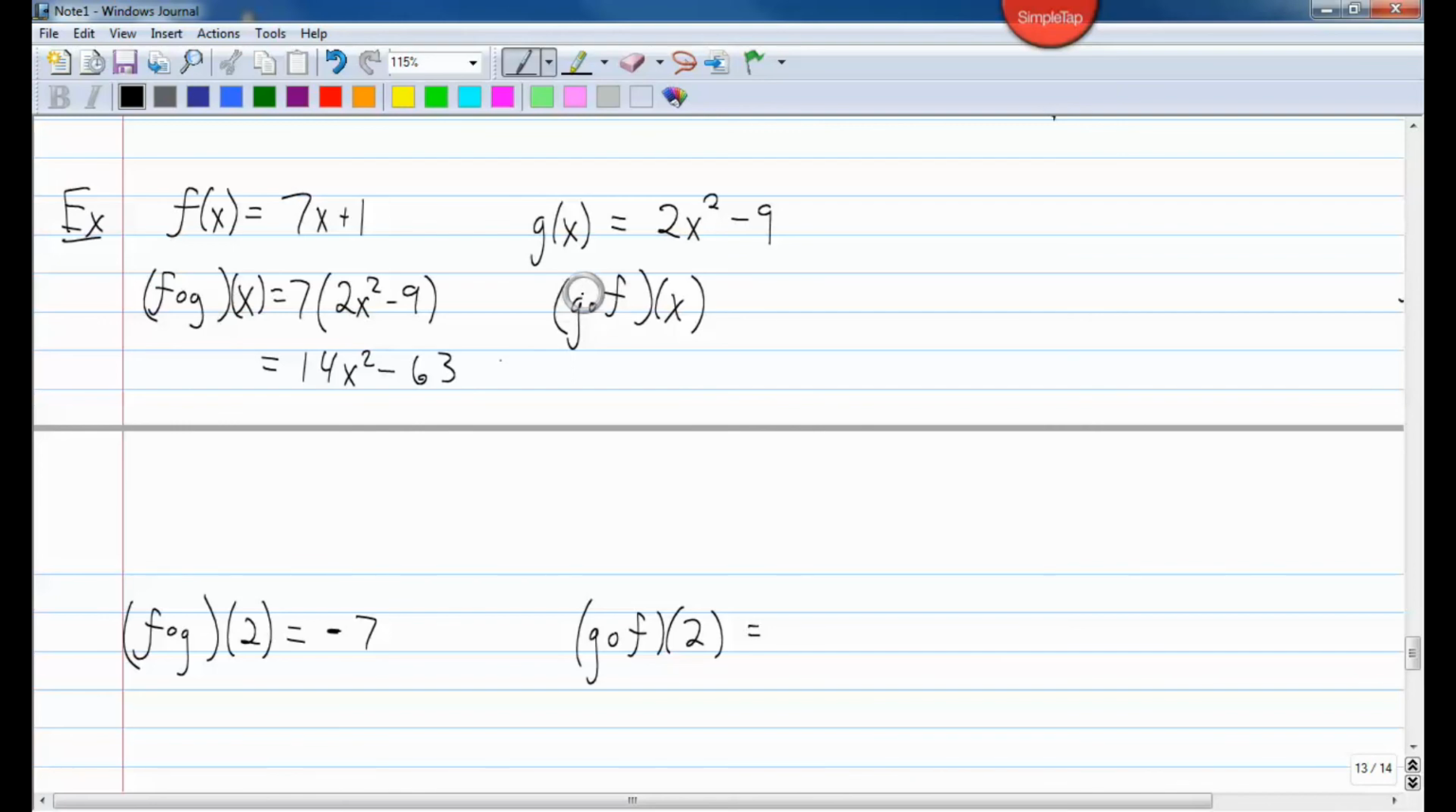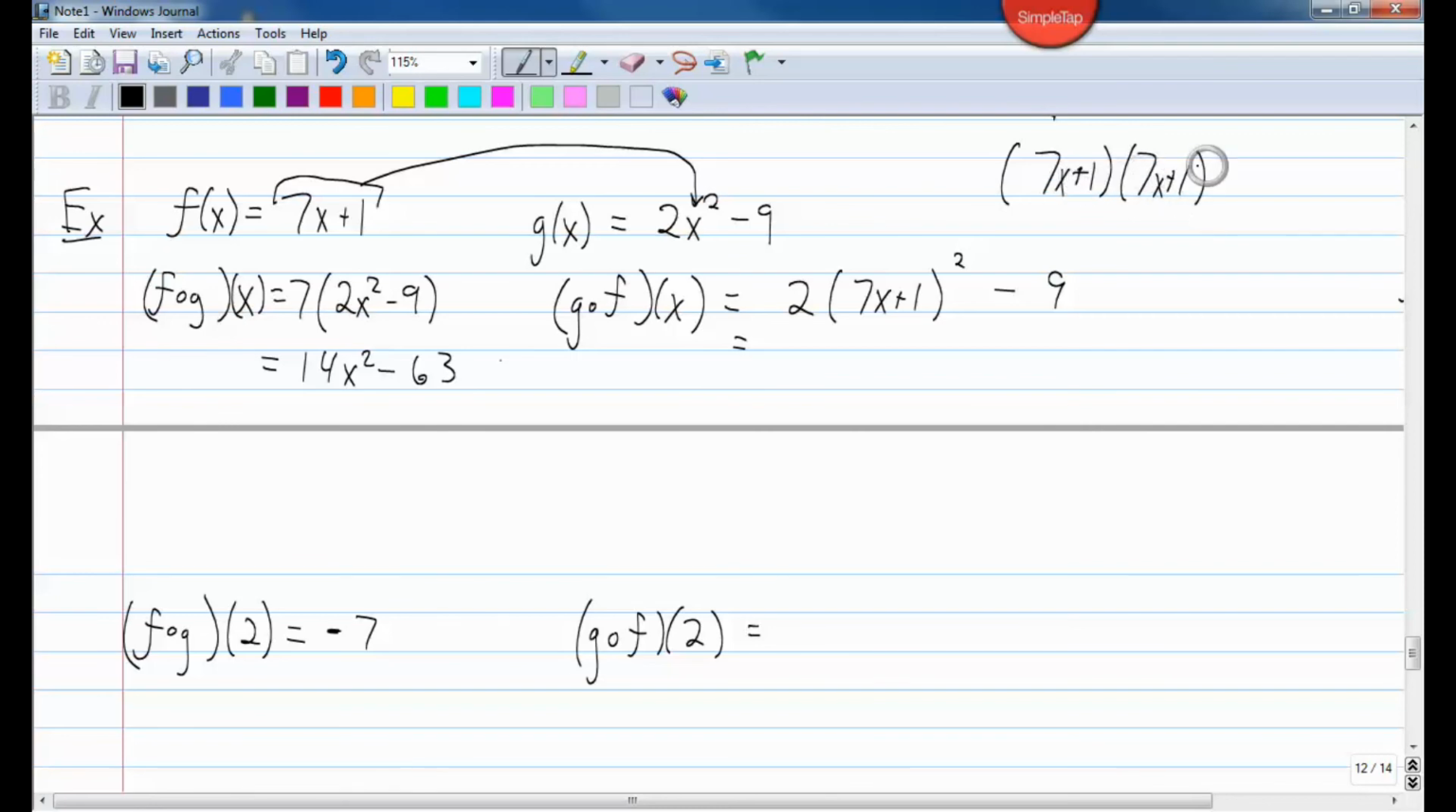So now, let's find g of f of x. That means take the f function and plug it into the g. So I'm going to take all of this right here in my f function, and I'm going to plug it into the g. Right there. And when I plug that in, I am going to have to put that in parentheses because it's squared. So 2 times 7x plus 1 squared minus 9. Remember, we don't multiply in first. First, we have to square this. So you have to do what? FOIL it out. I'm going to write it up above here.